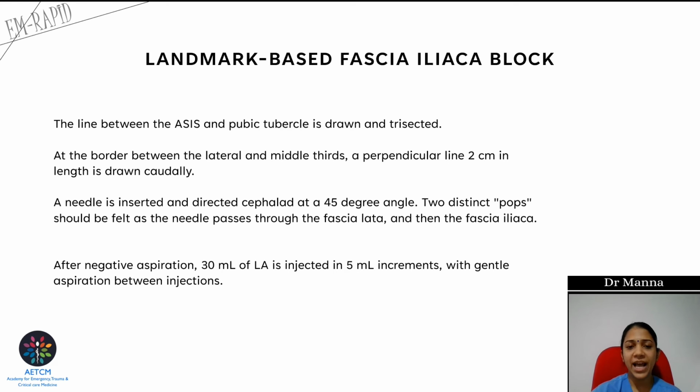The direction I will just mention now. We will be drawing a line between the anterior superior iliac spine and the pubic tubercle, and it is trisected as I told before. Between the lateral third and the middle third, we will draw a perpendicular line 2 cm caudally, and the needle is inserted and directed cephalad at 45 degrees. Two pop-like feelings are felt, and that means we are passing through the fascia lata and fascia iliaca. Then after negative aspiration, 30 ml of local anesthetic is injected in 5 ml increments. Make sure that we are aspirating before injecting the local anesthetic.